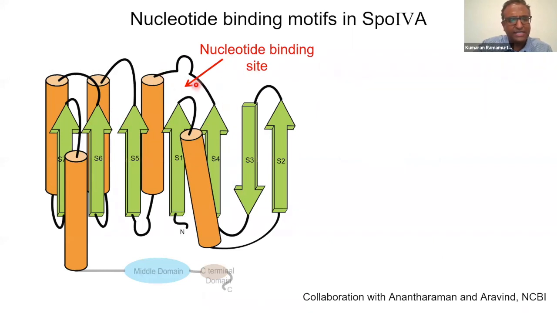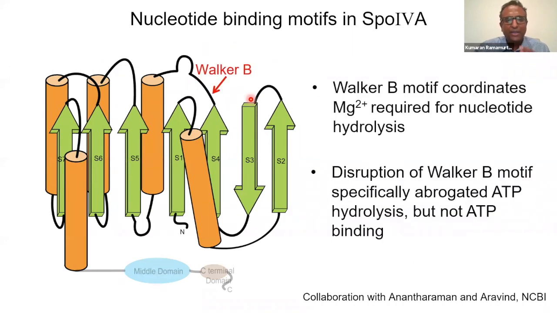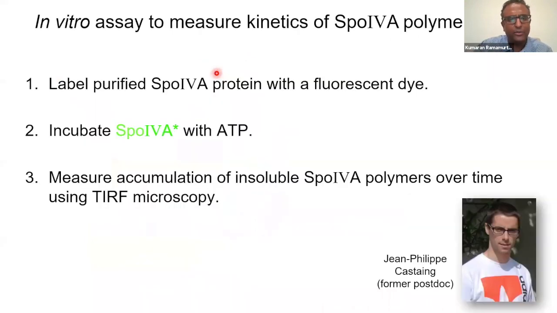So I'm going to zoom in on this nucleotide binding domain that's right over here. This is where the nucleotide sits. The base is over here, and the three phosphates sit along here. And when we did this analysis, we could immediately locate a so-called Walker B motif. The aficionados in the audience will recognize that this is a motif that coordinates a magnesium ion that's required for nucleotide hydrolysis. I'm not going to show you the data because it's already published, but we showed that if you disrupt this Walker B motif, this mutant protein will bind ATP just fine, but it won't hydrolyze ATP, which is exactly the mutant that we were looking for, and that's the mutant that we're going to be using in the following experiments.